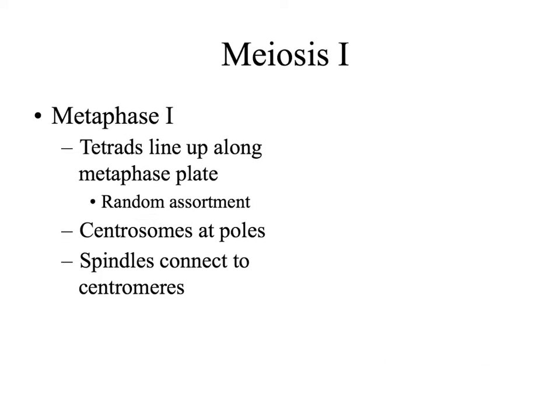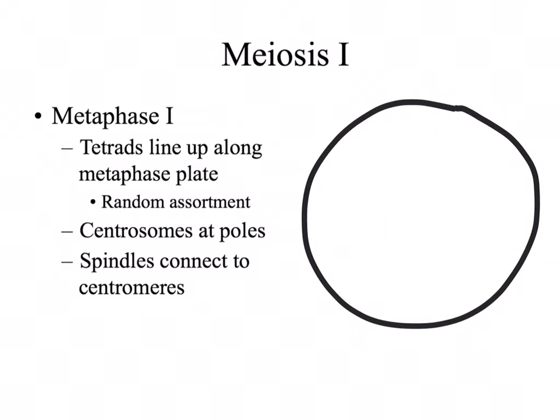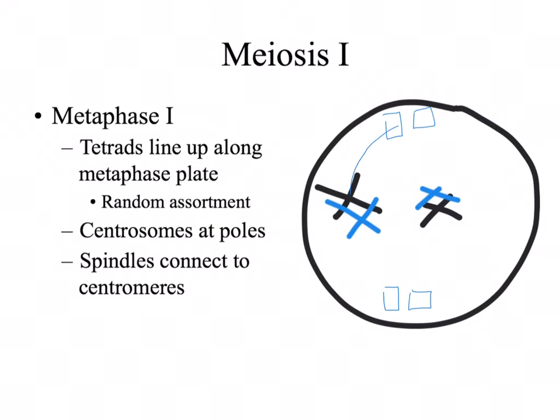The next step in meiosis I is metaphase I. During this step, the tetrads line up along the middle of our cell. This is a random process called random assortment. At this point, our centrosomes are at the poles, and the spindle fibers are going to connect to the center of each of the tetrads.